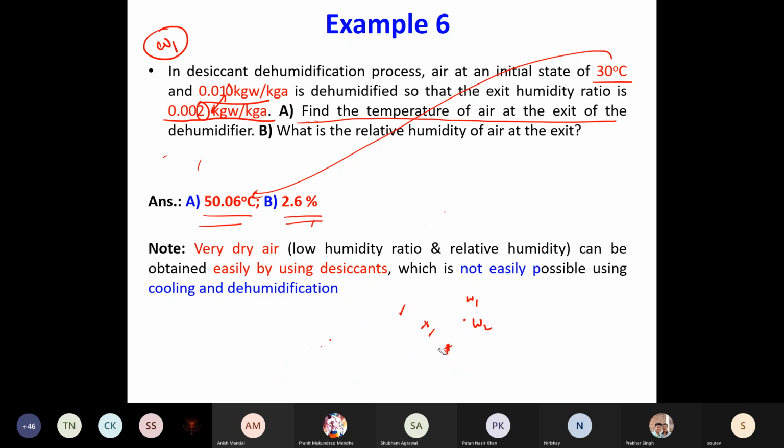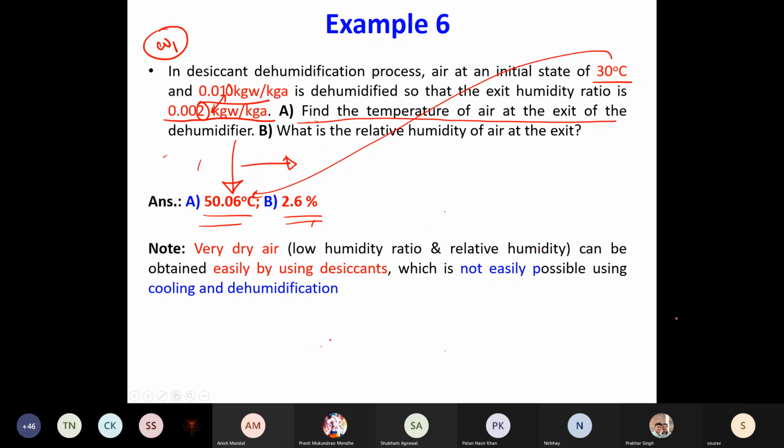And which process to follow will be dictated by, of course, the application. So how dry is the air that you require at the exit, and what is the temperature of the air required. If you are fine with 35 to 40-degree air, then cooling 50-degree air to 40-degree is not that much of a penalty.